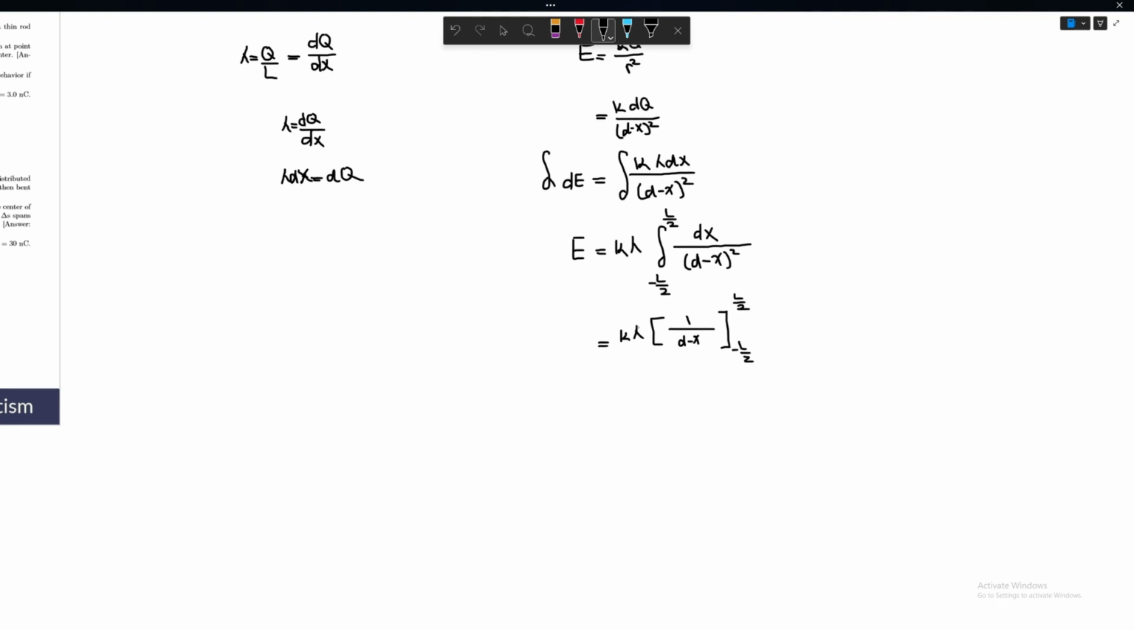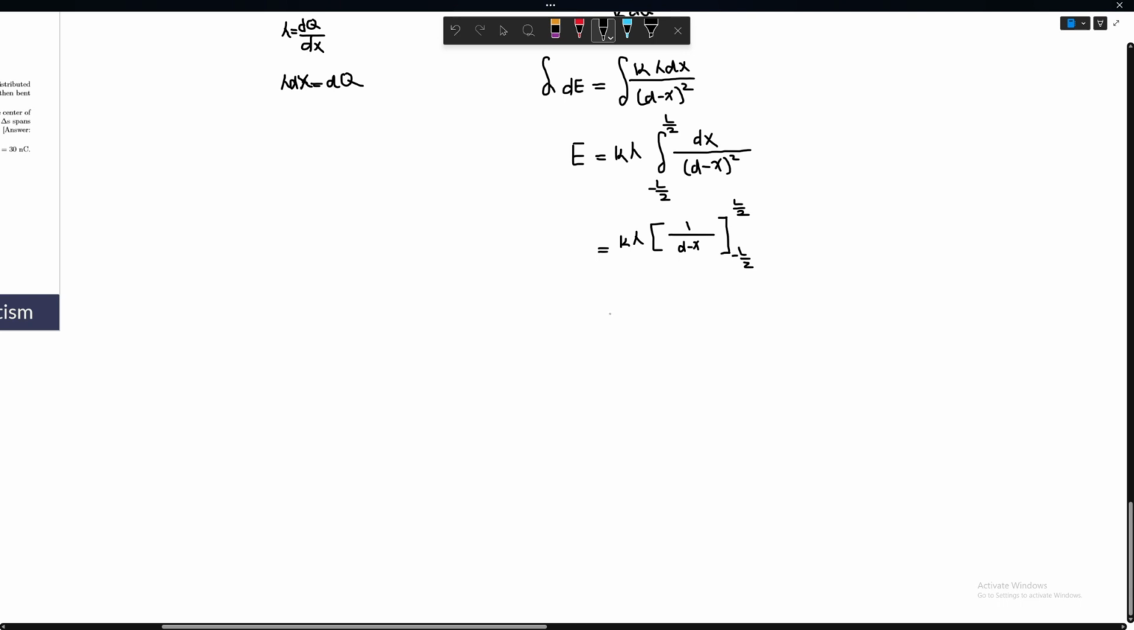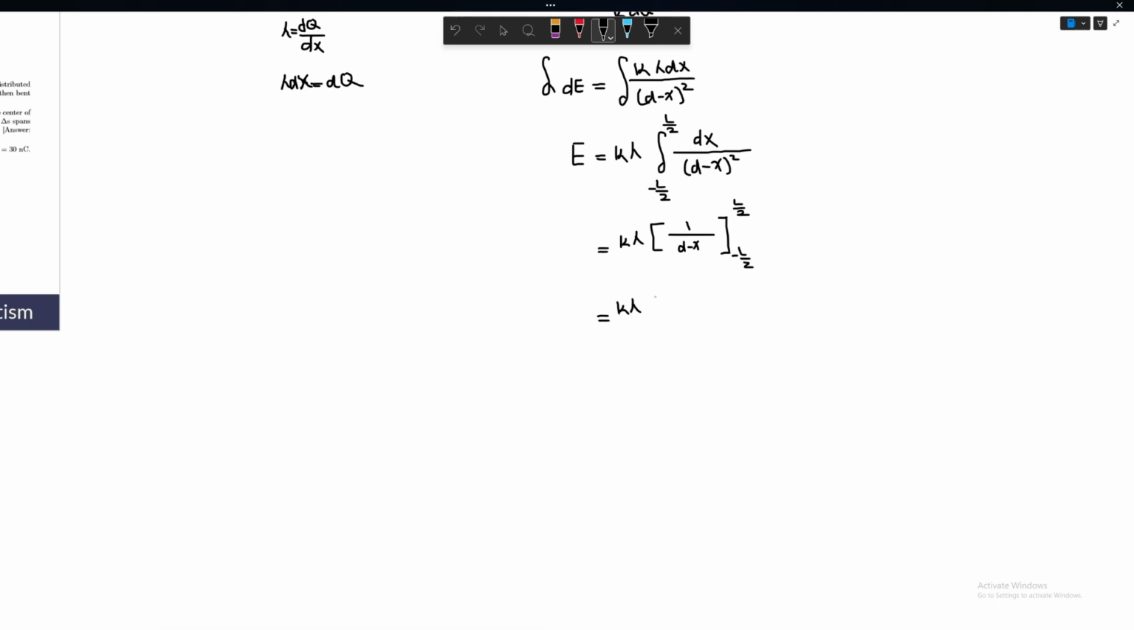Now substituting this in, what I'll be getting is k lambda times 1 over d minus L over 2, well, d is a constant, minus 1 over d plus L over 2. Oops, again, mistake.